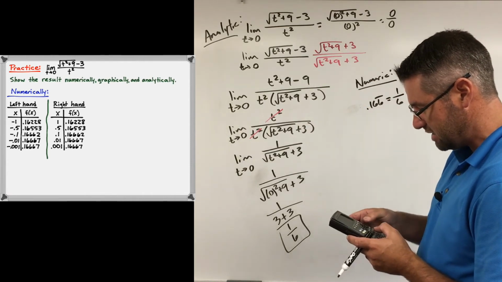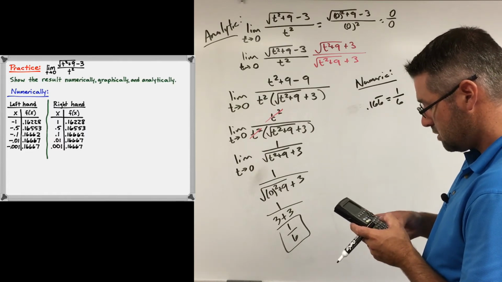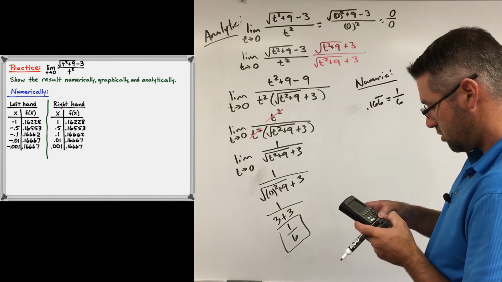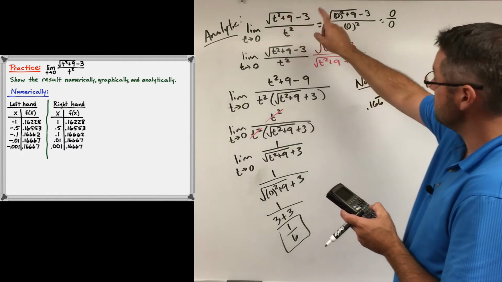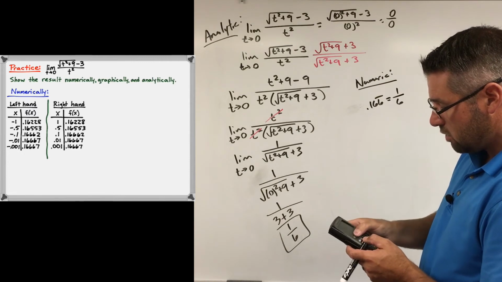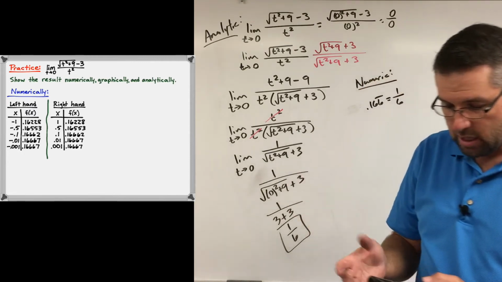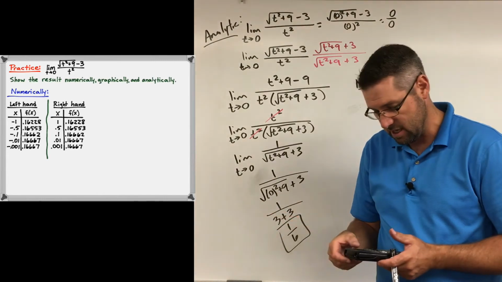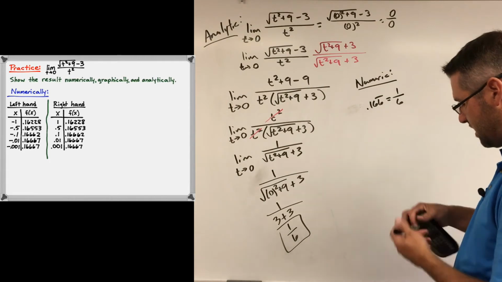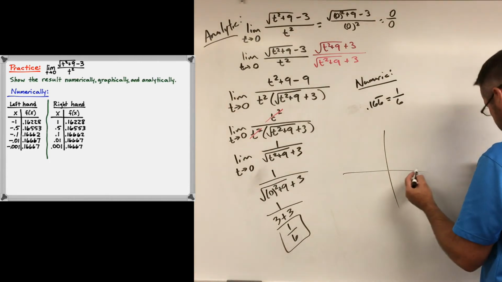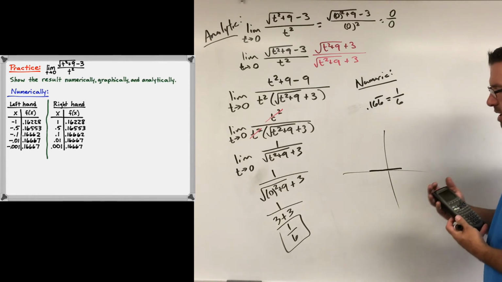And mine is saying syntax error, so I've got to figure out where my error is. Still got a problem. There we go. So radical x squared plus 9 minus 3 over x squared. Now I'm going to go to my graph. Chances are your window is a normal window, like -10 to 10 and -10 to 10. And so you don't see much in your graph. Really, all you see is something that looks like a line like that.